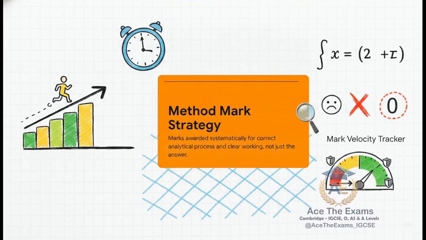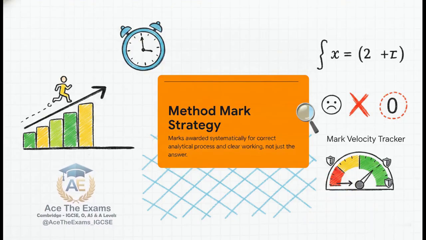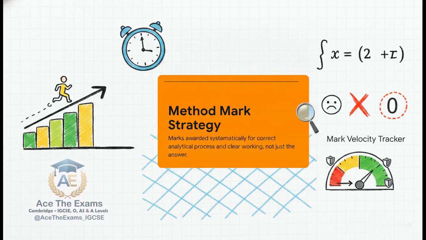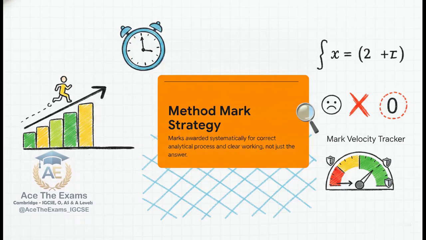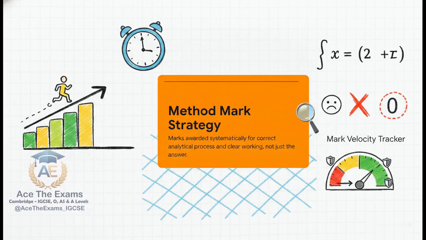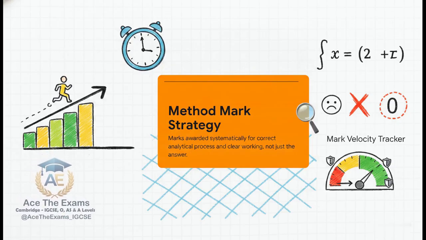Why do candidates wipe on multi-stage calculus problems under pressure? Because when that active run timer flashes red, absolute panic sets in. There's a massive temptation to do the entire chain rule in your head and just slam the final answer onto the page. That is a terrible route. Method marks are awarded systematically for the correct analytical process and for showing clear working, completely independent of your final answer. They are your safety nets.